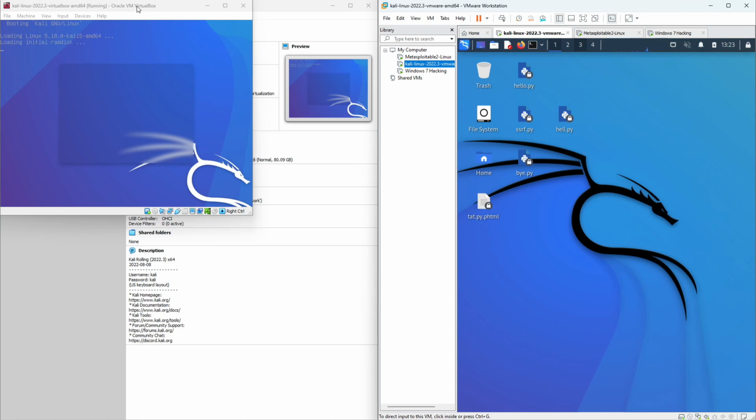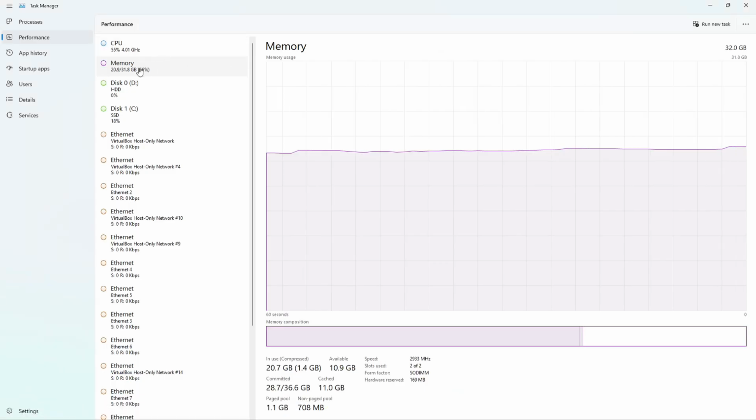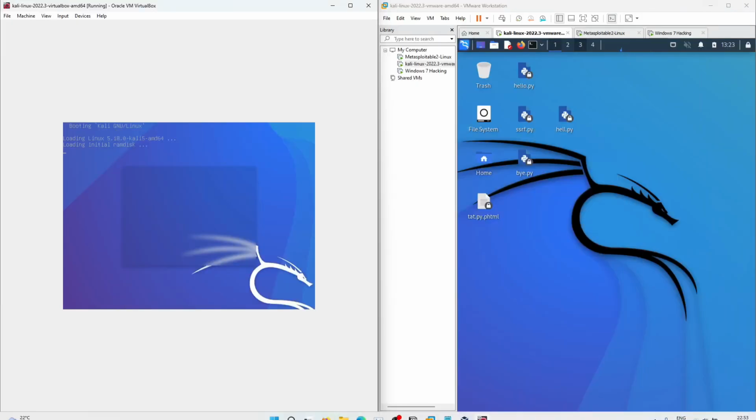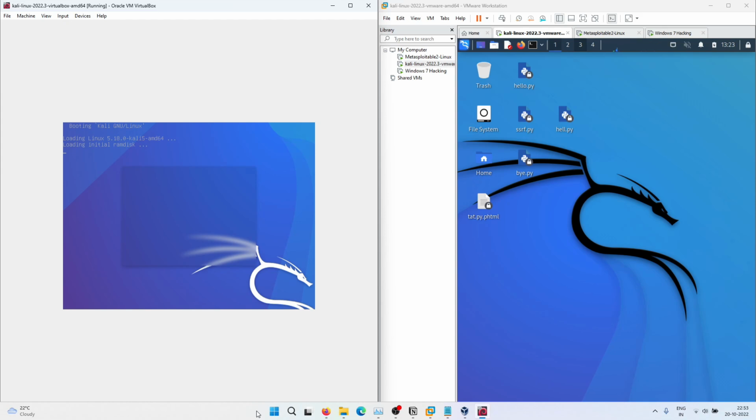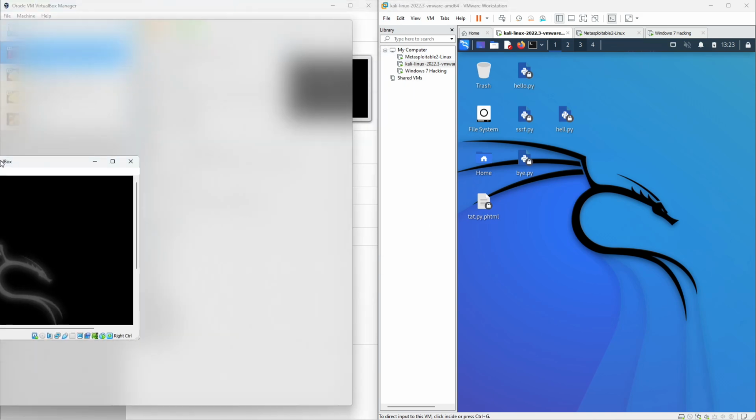I will just wait for 1 minute, and if I showcase it, you can see 20-plus GB of RAM is now being utilized because I'm running 4 operating systems parallelly, and one main operating system, which is my Windows 11. 5 operating systems I can add parallelly and do lots of practicals.